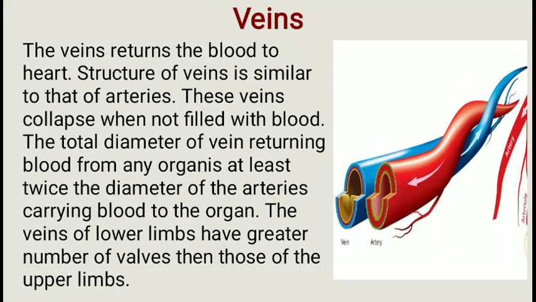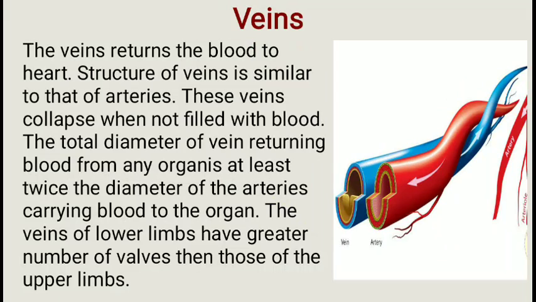The arteries do not collapse, but the veins collapse when there is no blood. The total diameter of the veins returning blood from any organ, whether it is our stomach, our brain, or our lungs, is at least twice the diameter of the arteries. How much is the diameter? Twice that of the arteries when they are bringing the blood.